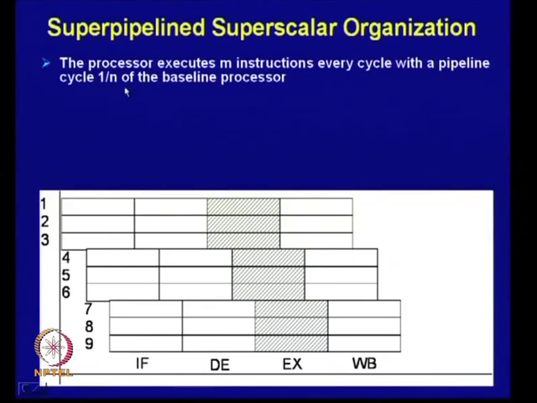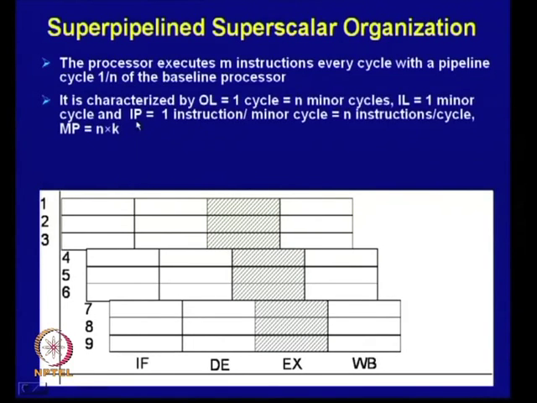And here the processor executes m instructions every cycle with a pipeline cycle of 1 by n of the baseline processor, and it is characterized by OL equal to 1 cycle, which is m minus cycles, or IL equal to 1 minus cycle, and IP equal to 1 instruction per minus cycle, or n instructions per cycle. And here machine parallelism is equal to n into k. No, it will be n into m into k, I believe.